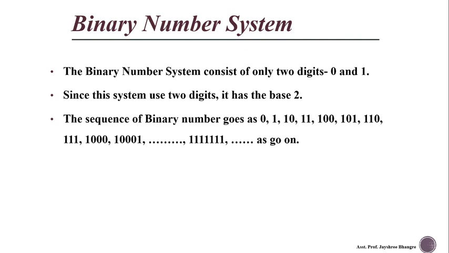The sequence of the binary number system goes like this: if we use a single bit, that is 0 or 1. If we combine two bits, then we can represent 1 0 and 1 1. After that, to represent the numbers after 1 1, we can combine 3 bits.